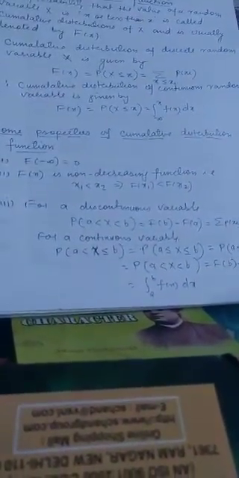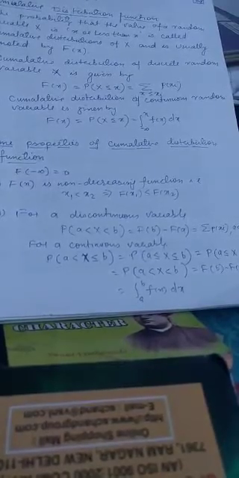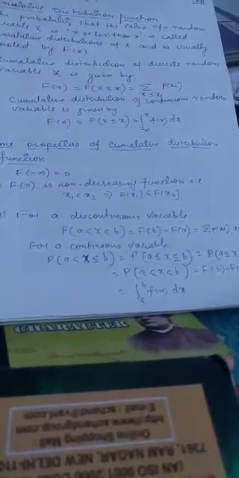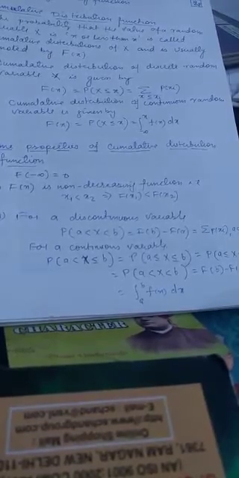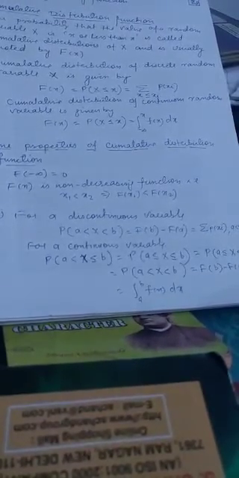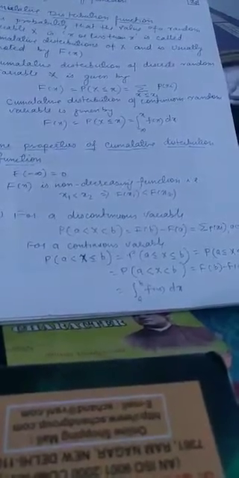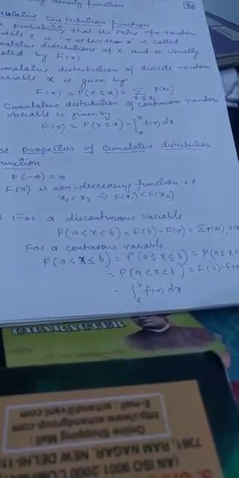And for a continuous variable, we see that P of a less than X less than or equal to b, or P of a less than or equal to X less than or equal to b, or again P of a less than or equal to X less than b, or P of a less than X less than b, equals F of b minus F of a, which equals the integral of f of x between the limits a to b.